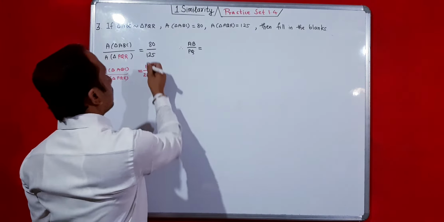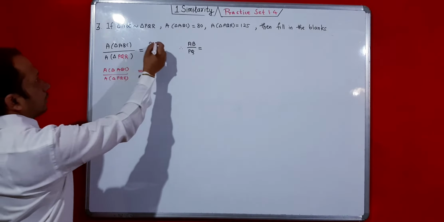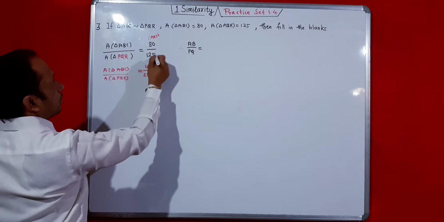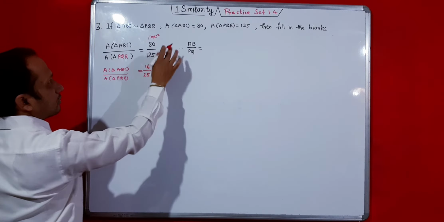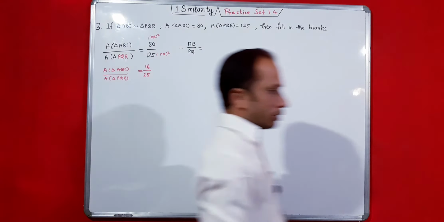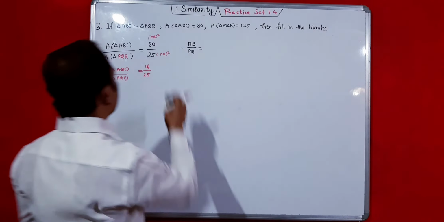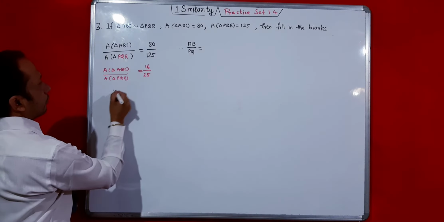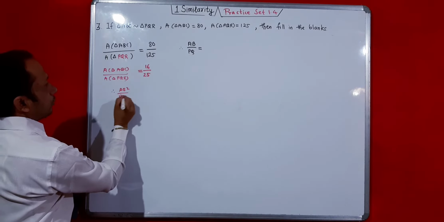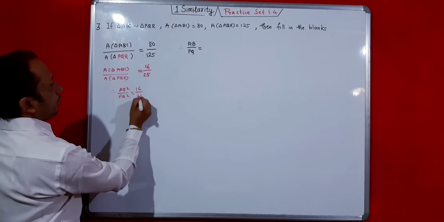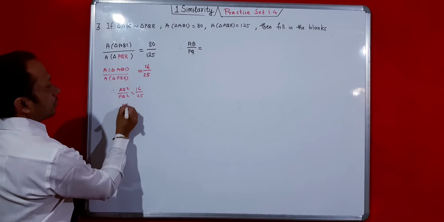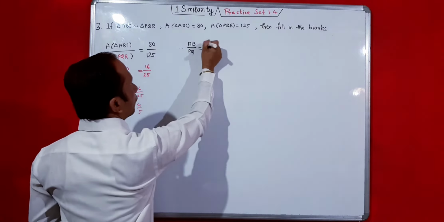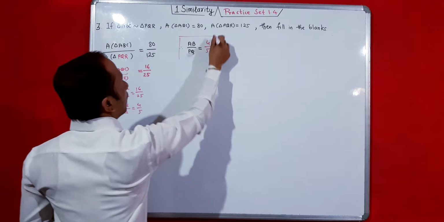It is taking square root, because you know the reason: here if you write area, this will be AB square and this will be PQ square. I'm just writing this for understanding purposes only. So how does this come exactly? Therefore AB square upon PQ square is equal to 16 by 25. So therefore AB upon PQ is equal to 4 upon 5. So the answer is 4 upon 5. You have to write this, but I'll tell you how this comes.